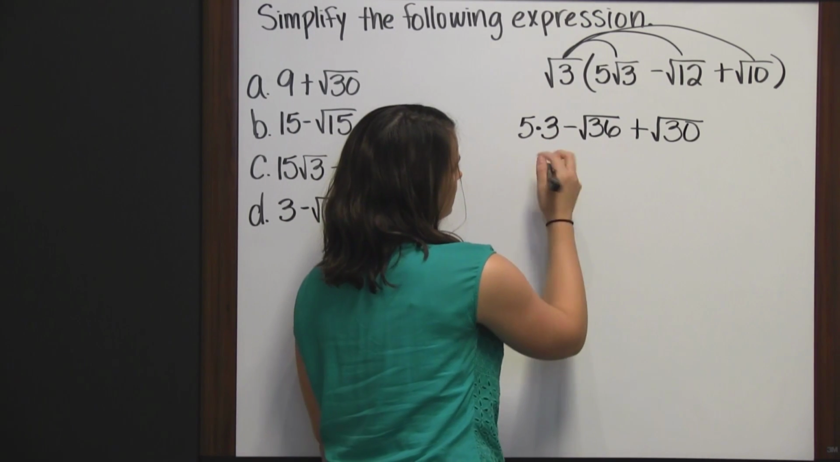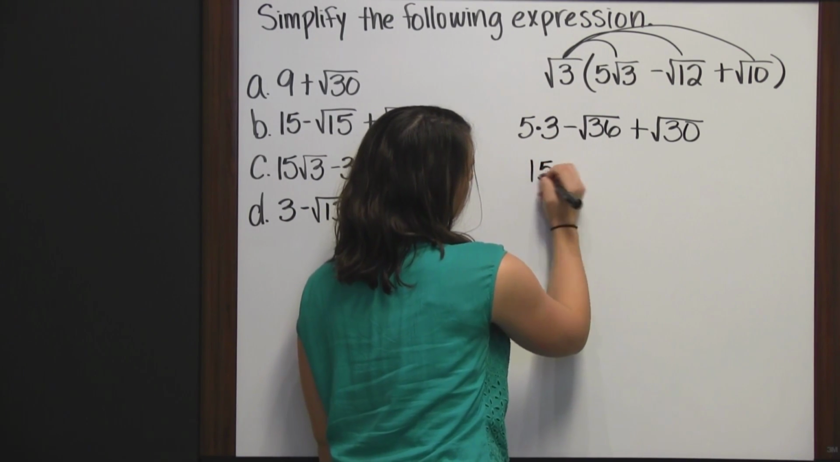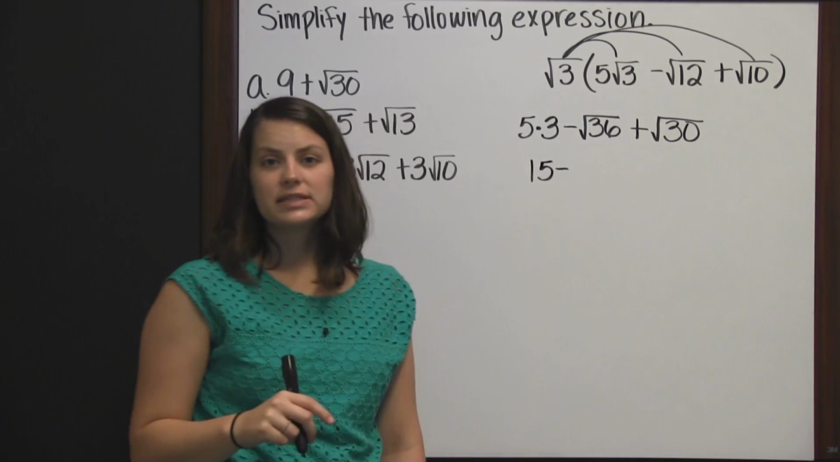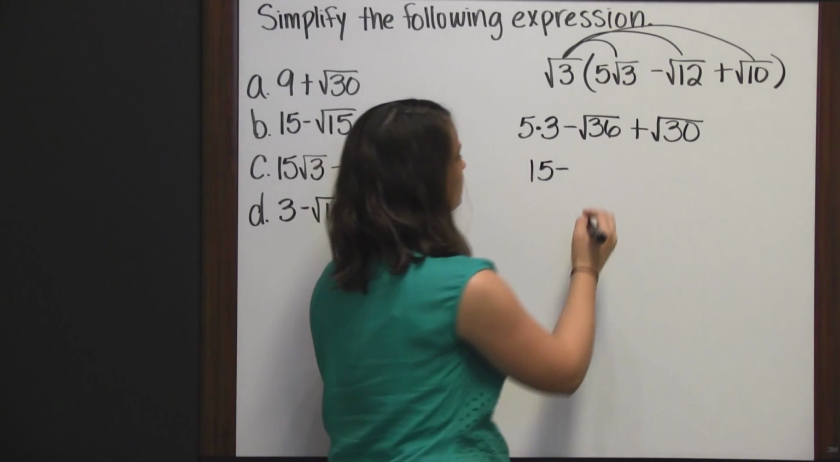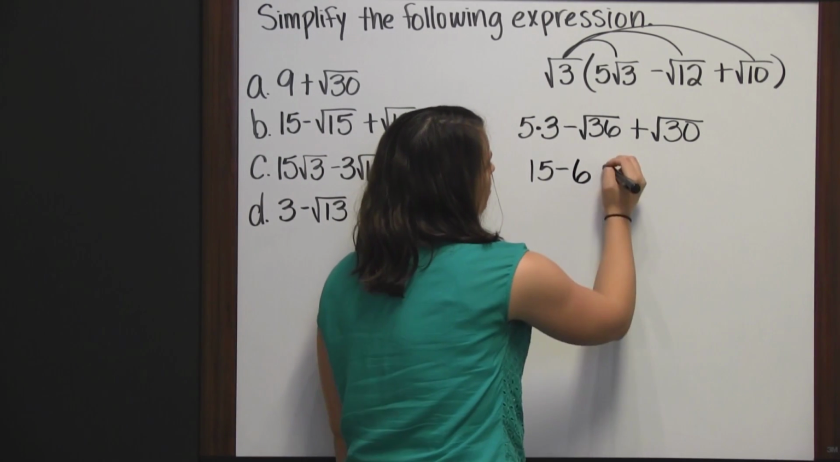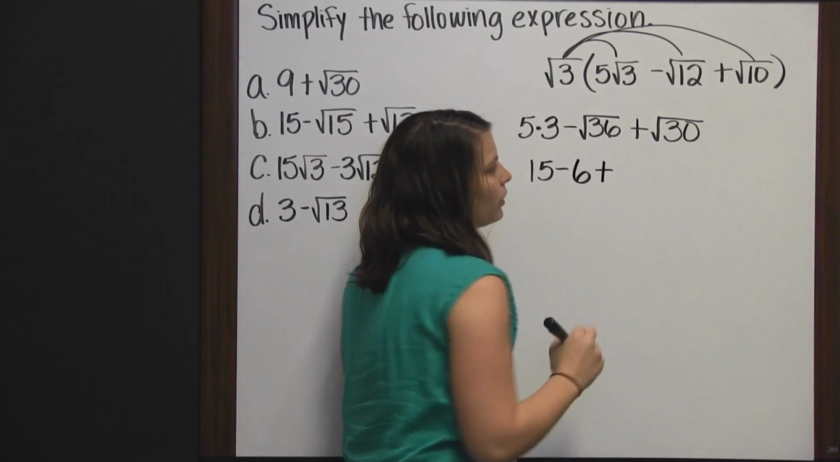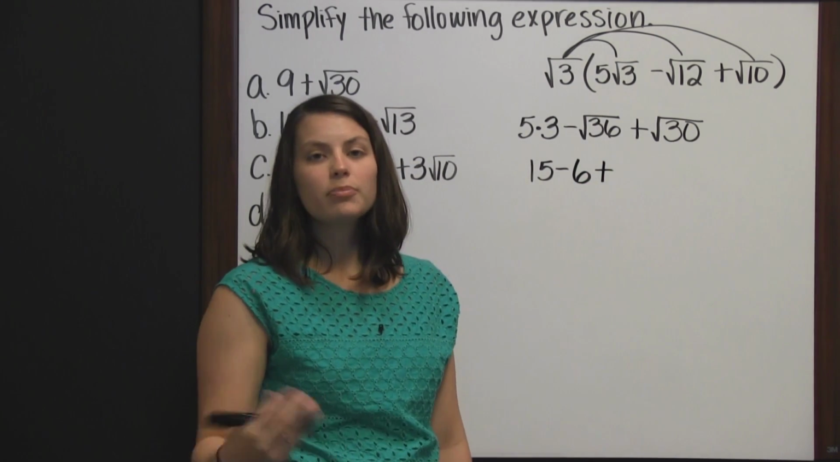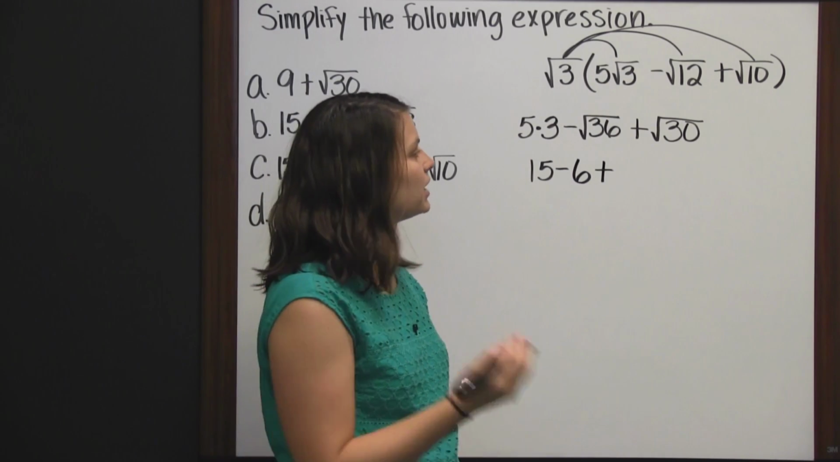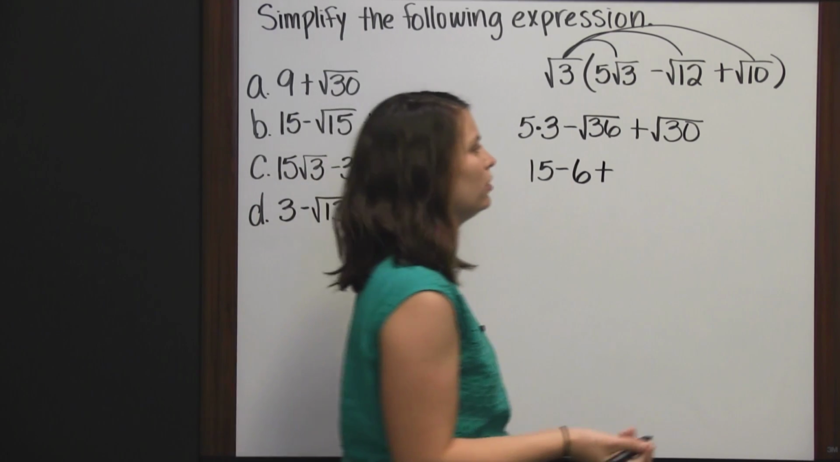5 times 3 is 15 minus the square root of 36 is 6 because 6 times 6 is 36 plus, now 30. You want to break down that number and see if there is any part of it that we can take the square root of.